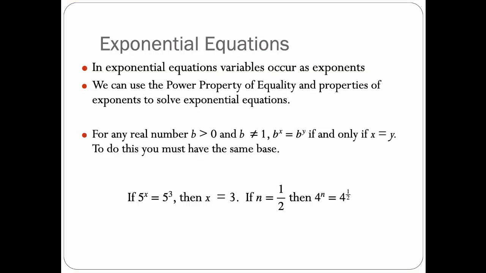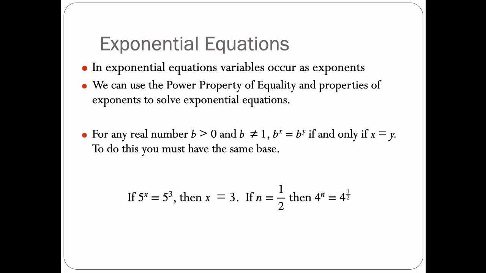Exponential equations. In exponential equations, variables occur as exponents. We can use the power property of equality and properties of exponents to solve these exponential equations. For any real number b greater than 0, so we have to have a positive base, and b not equal to 1, because if b was 1, anything 1 raised to any power is still 1, then b to the x equals b to the y if and only if x is y, which makes sense. If we have the same base raised to an exponent x and the same base raised to an exponent y, well, the x and the y must be the same number.